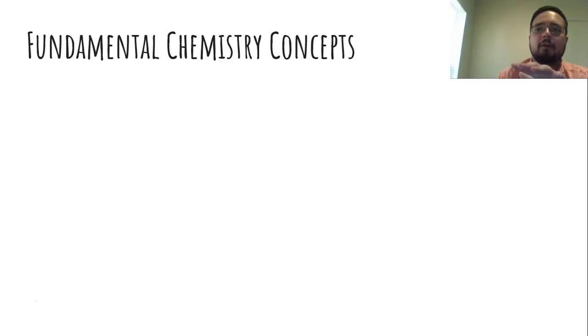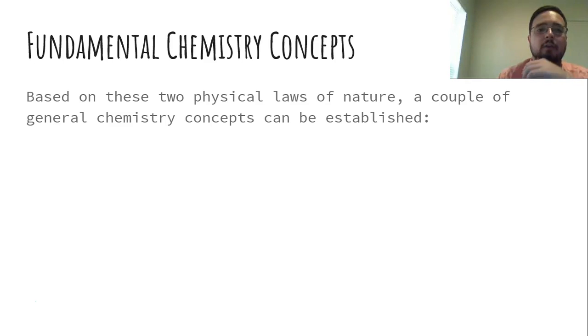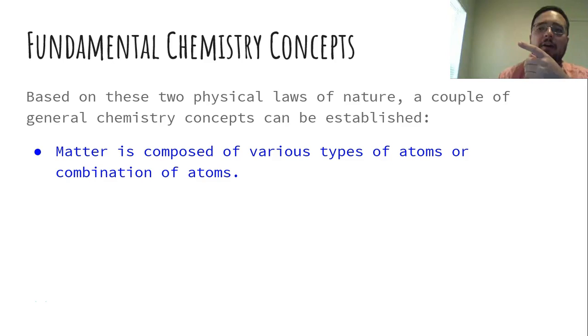So a couple of fundamental chemistry concepts we can kind of get from these two laws. Based on the two physical laws of nature, there's a couple of these that we can come up with. First off, matter, which I'm sure you've heard about already from middle school, is composed of various types of atoms and combinations of atoms. So we know that matter has the law of conservation of mass. It's something that occupies space and has a particular mass to it. But even if you break that matter apart to rearrange it into different things, it does not mean that the energy is lost or the atom, the mass is lost either, even though it can be rearranged in different molecules and stuff.